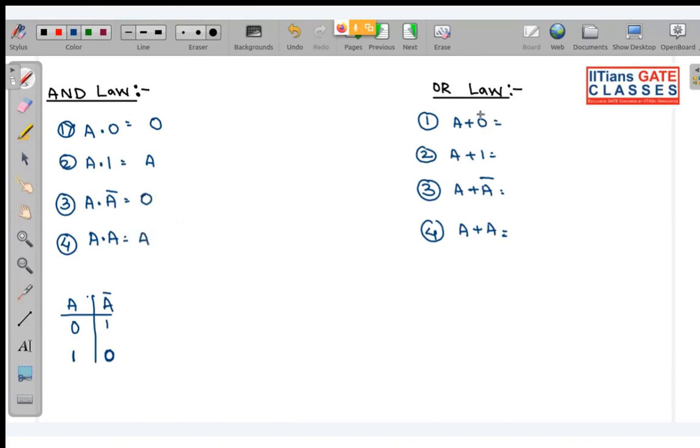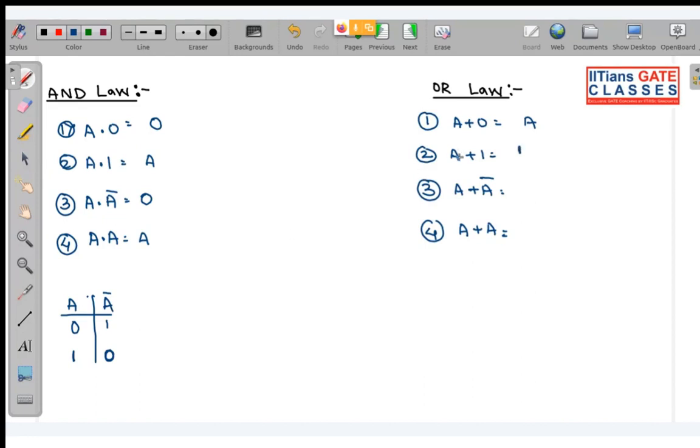Now similarly, we have our OR law. So A or 0, this will be what? This will be A. What is A plus 1? A or 1? 1, sir. Yes, obviously this will be 1.